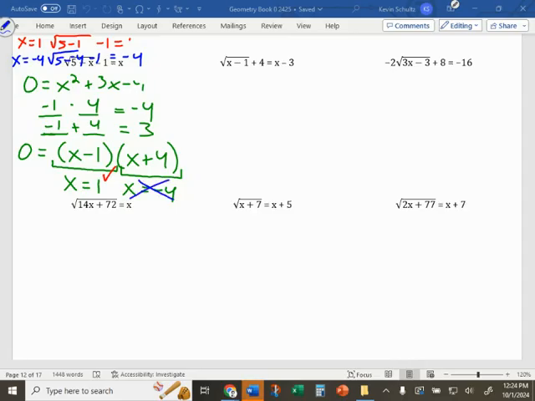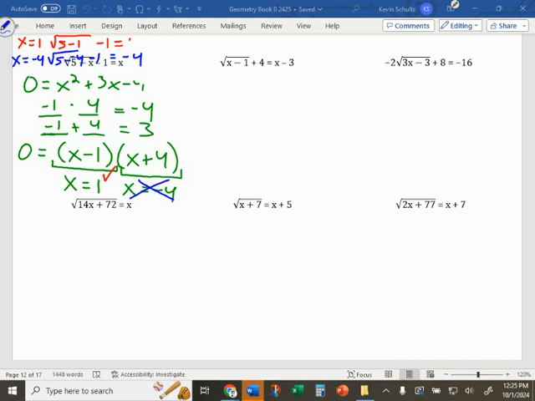It does not work. So you have to plug it in. You have to check it. If you gave me both answers on a test, it would be incorrect because x does not equal -4. It only equals +1. Sometimes both answers will work. So sometimes you have one, none, or two.